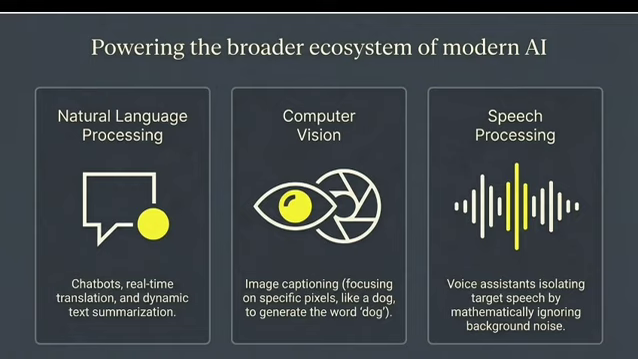The attention mechanism is being used in various fields, like natural language processing. When it comes to chatbots, when we chat with a chatbot like Gemini or ChatGPT or Grok, etc. It is also used for real-time translation, like Alexa, Siri, and dynamic text summarization. Like when we upload a document or a PPT or a PDF to ChatGPT and ask it to summarize it, it uses the attention mechanism.